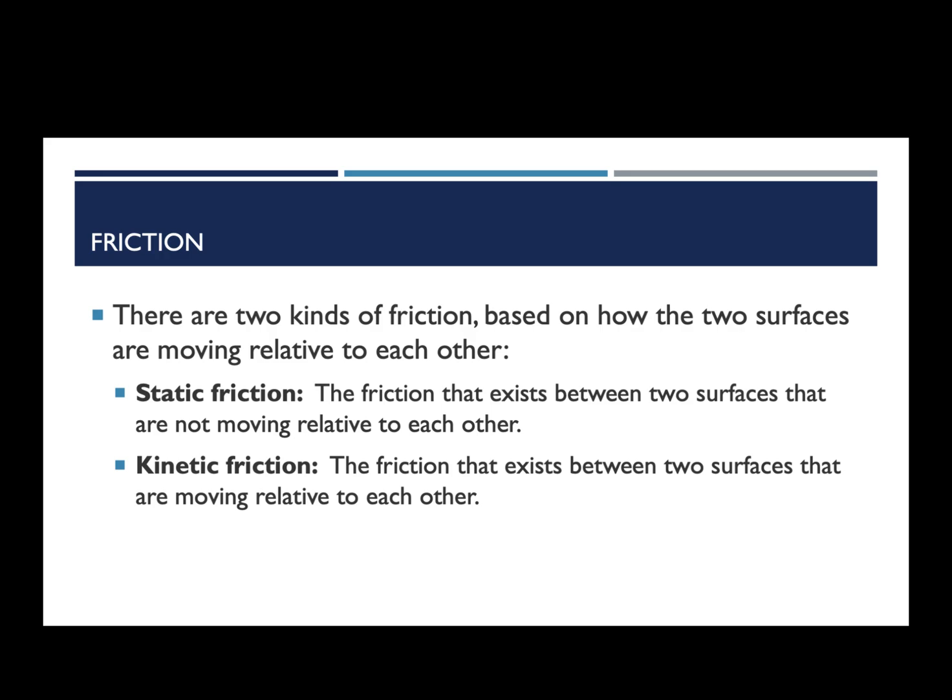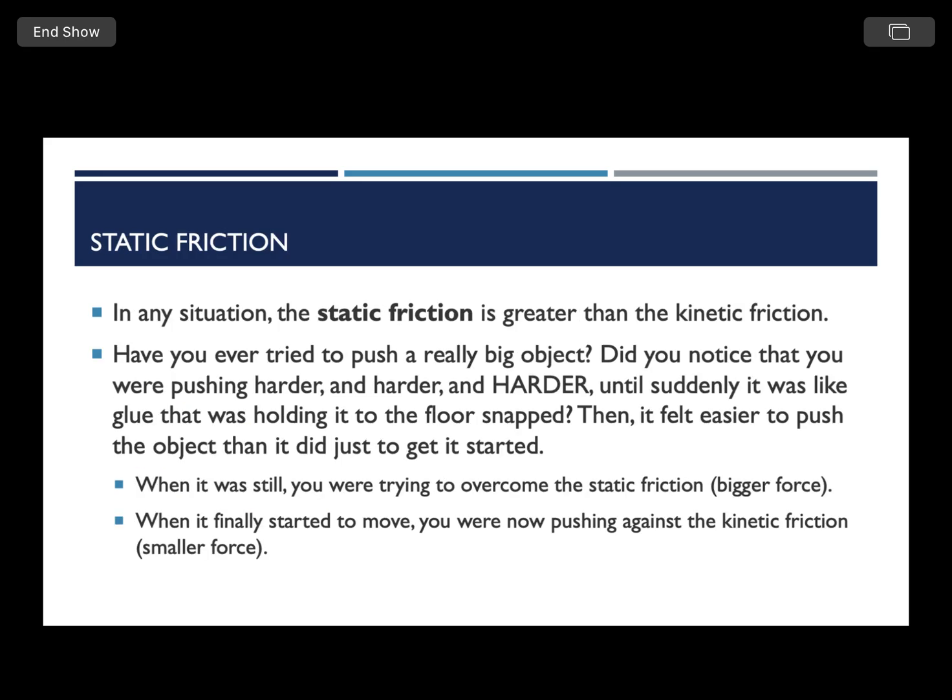Now we have two kinds of friction. We have the static friction and the kinetic friction. Kinetic friction is when things are moving, and static friction is when they're not moving. Now, static friction is the greater of the two.